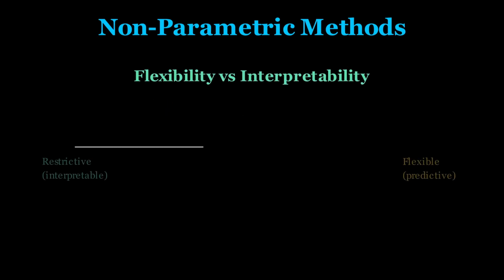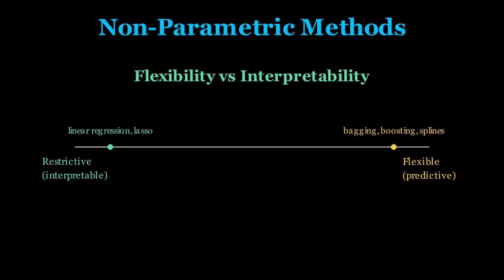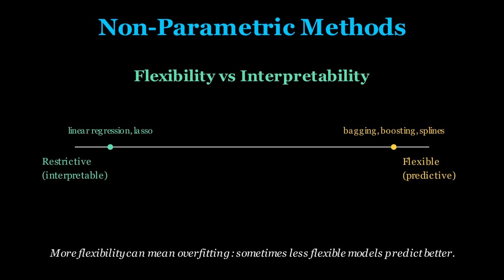There is a trade-off between flexibility and interpretability. Restrictive models, such as linear regression and the lasso, are more interpretable and useful for inference. Highly flexible methods, such as bagging, boosting, and thin plate splines, are useful when the goal is prediction rather than inference. Flexibility might seem preferable, but it can lead to overfitting, resulting in less accurate predictions. So less flexible methods can sometimes provide more accurate predictions by avoiding overfitting.